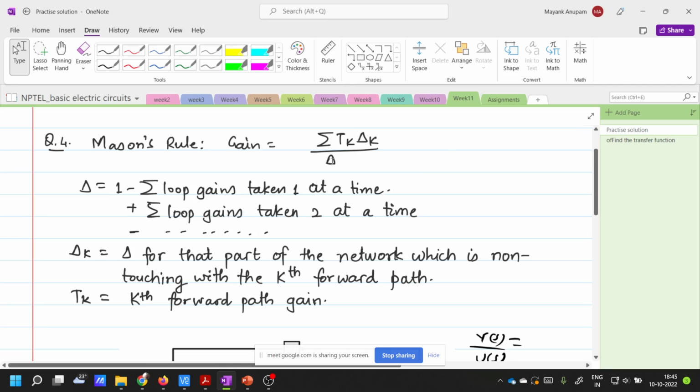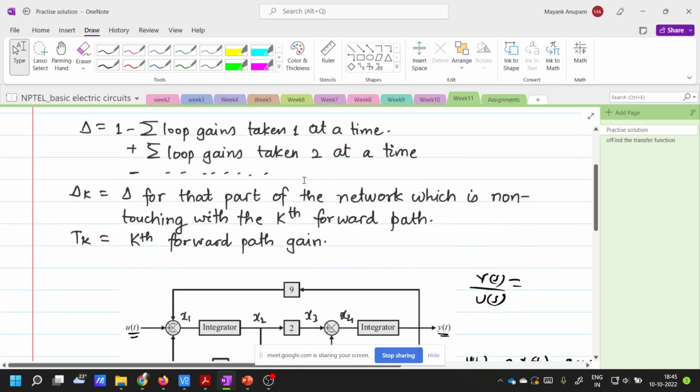So what is delta here? Delta is 1 minus loop gains taken 1 at a time, then plus loop gains taken 2 at a time, minus, and it goes on like this. Okay, so you must have already learnt about it.